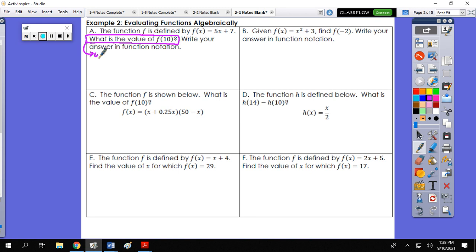What that's saying is, what is y when x equals 10? So f of 10, what we do is we plug in a 10 for every x in that equation. So we're going to replace x with 10. So 5 times 10 plus 7, well, that would be 50 plus 7, which means that f of 10 equals 57.